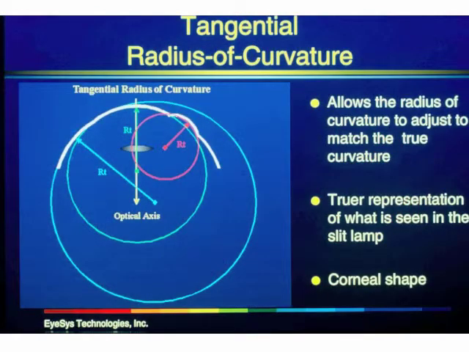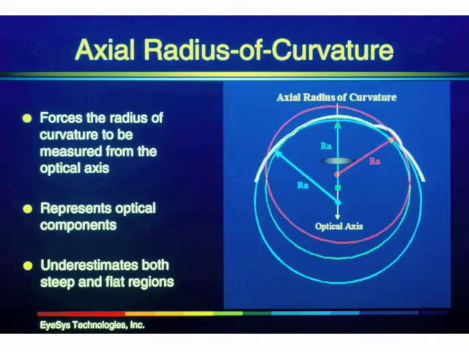The other way of doing it is to say, well, we're not going to constrain where the radius of curvature, where that fulcrum is. We are going to let it appear anywhere that it needs to in order to get the best fit curve. And this lets us match the curvature, in this case of the Salzmann's nodule, much more accurately than we did in our axial map, and I'll show you that once more.